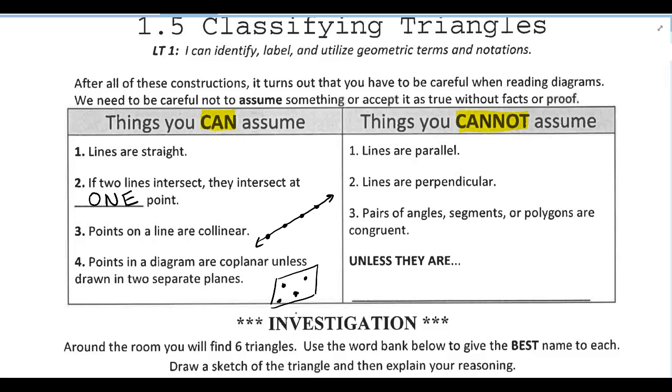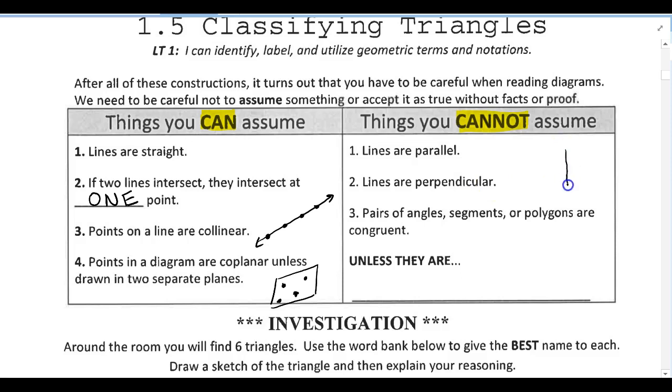Now the things that you cannot assume by looking at a picture. So lines are parallel. You cannot assume lines are parallel unless you are given additional information where you can prove that they're parallel or you know that they're parallel. Next we have lines are perpendicular. You cannot assume lines are perpendicular.